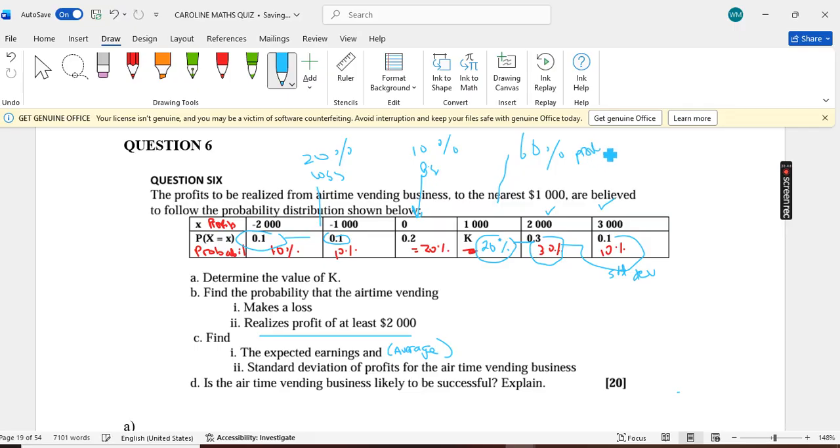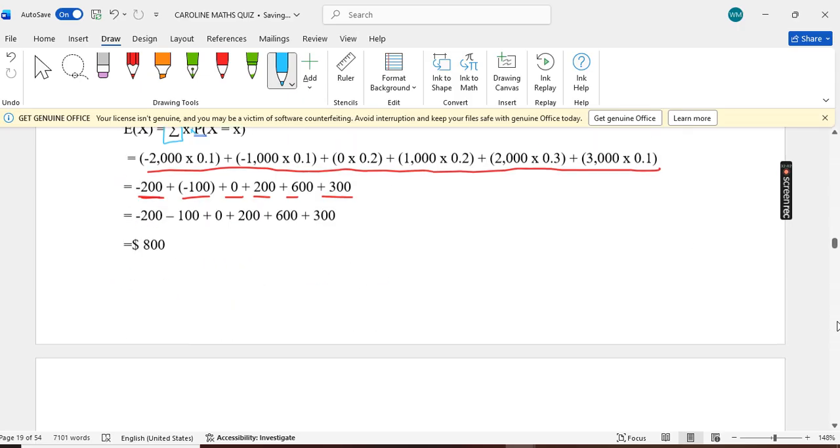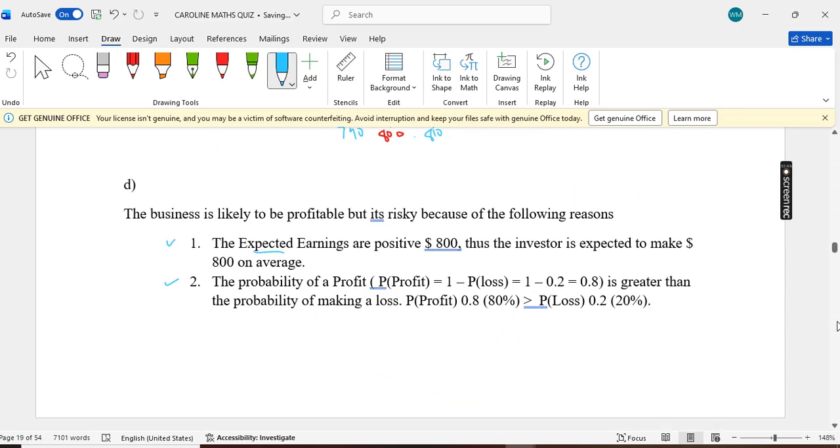We would agree this is a good sign. The probability of making a profit is greater than the probability of making a loss. Because if the probability of making a loss was greater, you wouldn't want to invest. So since the probability of making a profit is greater than the probability of making a loss, that's another good sign.